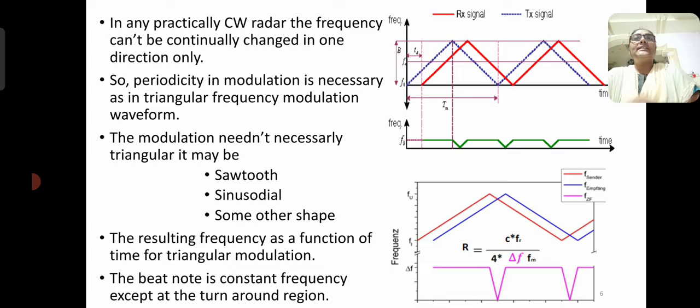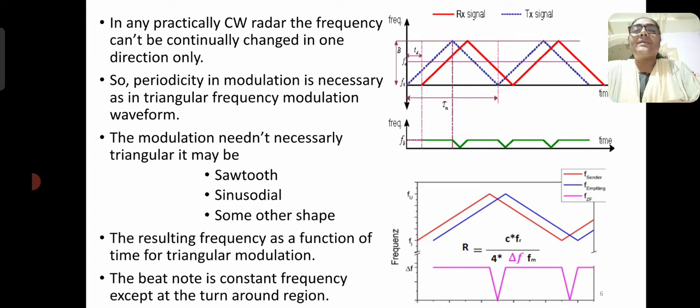Now we are seeing clearly that in any practical CW radar, the frequency cannot be continuously changed in one direction only. So periodicity in the modulation is necessary. Here I am taking a triangular frequency modulation waveform. The modulation need not necessarily be triangular; it may be sawtooth, sinusoidal, or some other shape. The resultant frequency is a function of time of the triangular modulation.